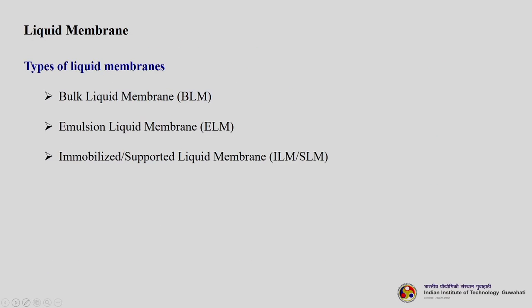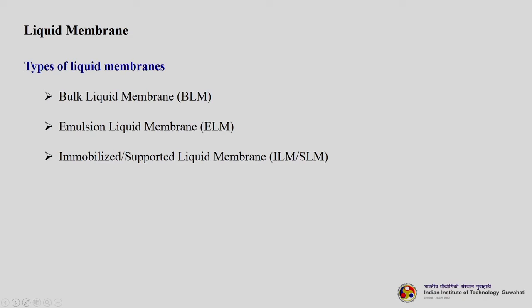So, let us now try to understand the different types of liquid membranes. Basically, we can categorize them into three different types. One is BLM, which is bulk liquid membrane. Second is ELM, which is emulsion liquid membrane, which has a lot of practical applications. Then the third is immobilized or supported liquid membrane.